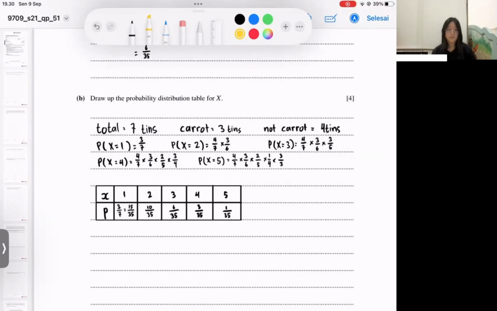You get that x equals 1 has the probability of 3 over 7, which is 15 over 35. X equals 2 has the probability of 10 over 35. X equals 3 has the probability of 6 over 35. X equals 4 has the probability of 3 over 35. And lastly, x equals 5 has the probability of 1 over 35.